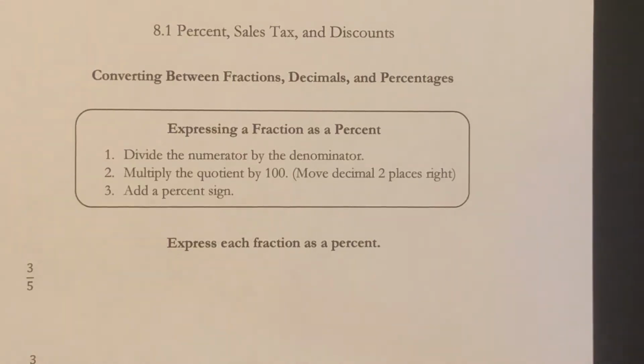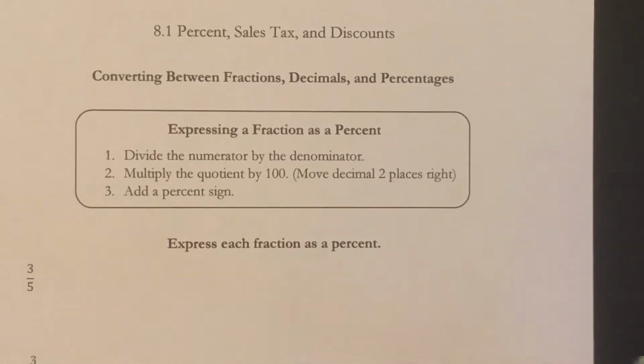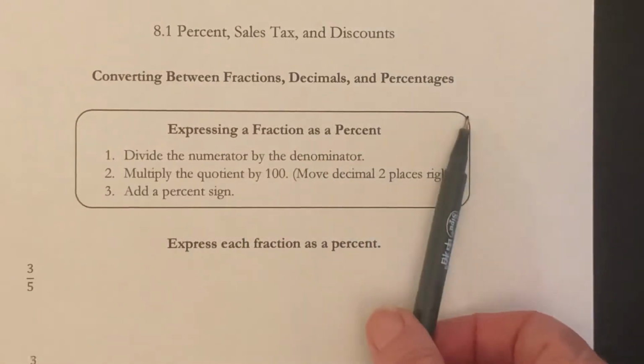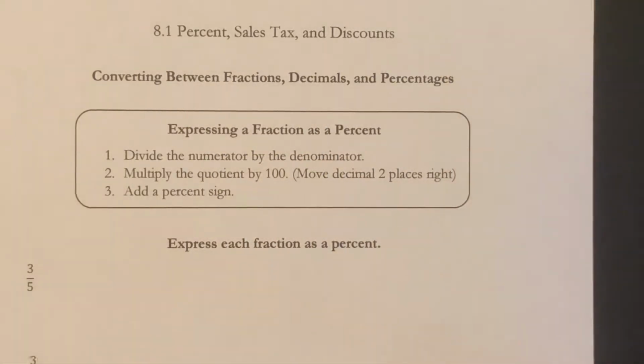We're about to start Chapter 8, which is all about financial math. In Section 8.1, this should be pretty easy. We're just talking about percent, sales tax, and discounts. These are just the basics that you need to have under your belt before we go on and do more involved calculations. The main thing we need to know in the beginning is how to convert between fractions, decimals, and percentages. So we're just going to get some practice doing that.